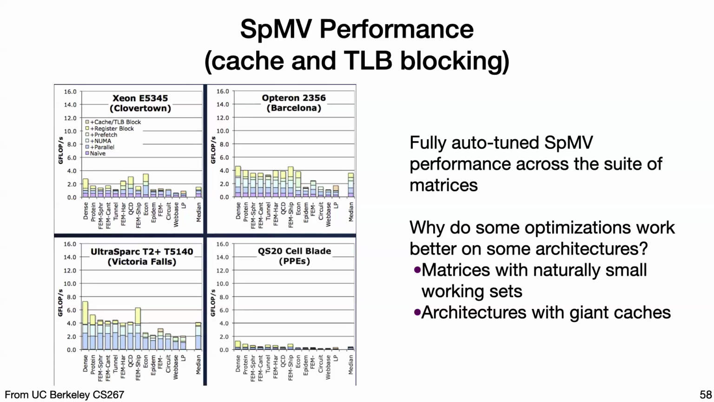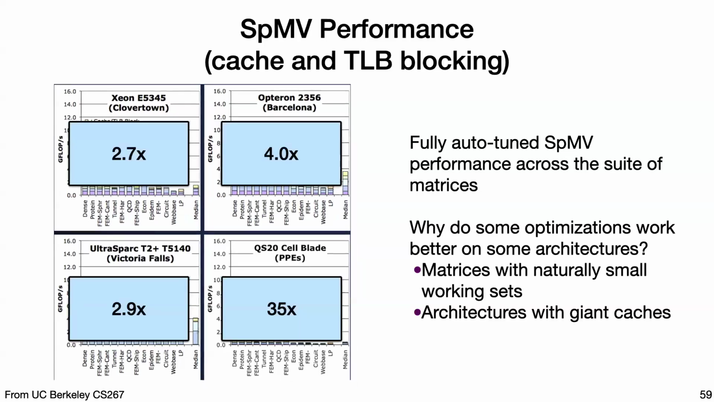And another one on the matrix side is register blocking is better when the non-zeros are clumped together in blocks. So the benefit of the register blocking depends on the structure of the matrix as well. This is just the max speed up that was gotten on different architectures. So this one was 2.7, this one was 35 times. So it really depends on your machine as well.